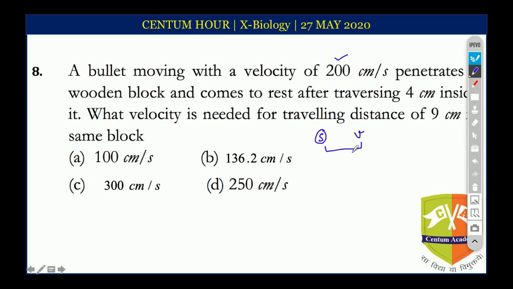Third equation. Very good. So you will write, in case one, it is coming to rest, which implies that V square is equal to U square plus 2as. A is not known. S is known as 4 centimeters. As both are in centimeters, there is no requirement to interchange or bring the units into the SI system.